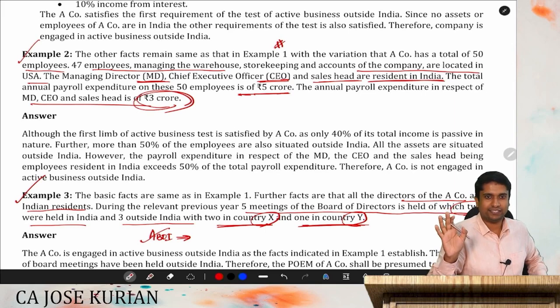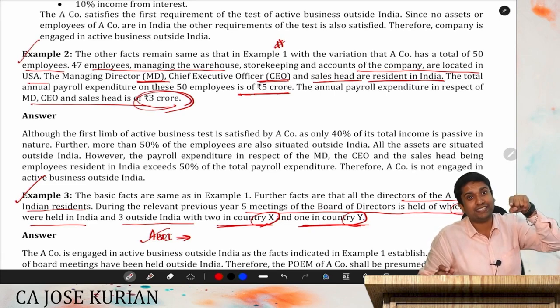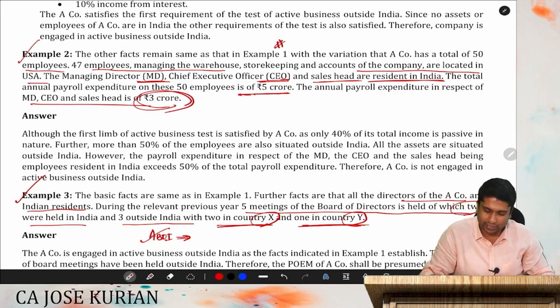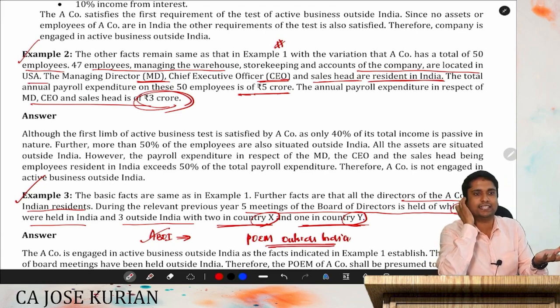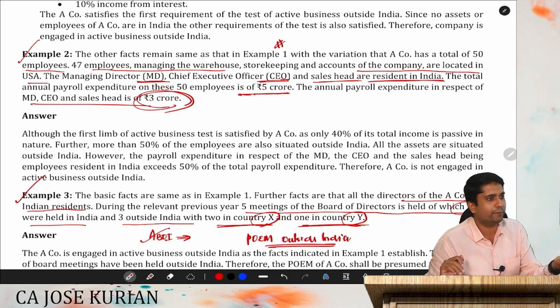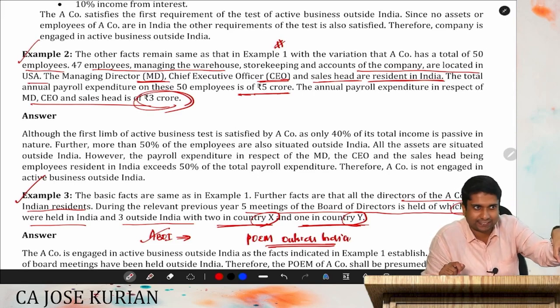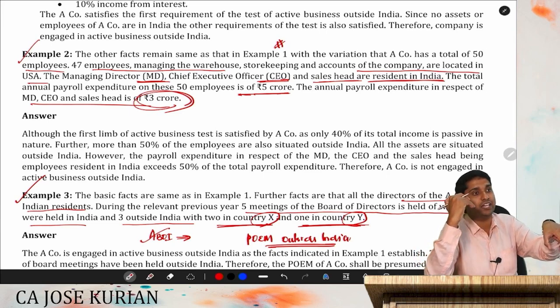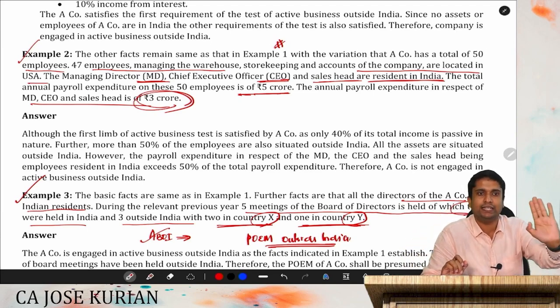Out of 5, only 2 in India, 3 outside India. Out of that, 2 in country X and 1 in country Y. But the majority board meetings are outside India, yes or no? And hence we can conclude that POEM is also outside India. We are not saying it is in country X, we are not saying it is in country Y. We are not taking the POEM advantage here. Why? Because out of 5, 3 were outside India, only 2 in India. If the ABOI test is satisfied, and majority board of directors meetings are also outside India, then don't even check anything else. We can simply conclude that place of management is also outside India.